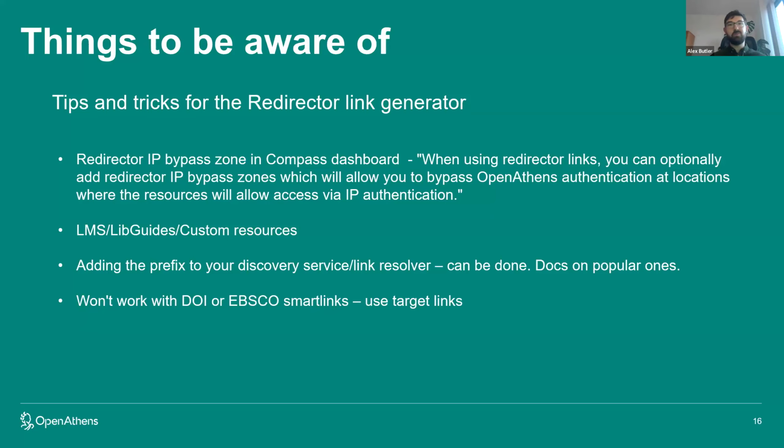So for example, your campus buildings or maybe a research facility you've got somewhere else. You might want to put both of those IPs in there. So you can still absolutely use the redirector links by putting those IPs in our bypass zone on the dashboard. You're just ensuring that users can move through IP authentication when they need to.